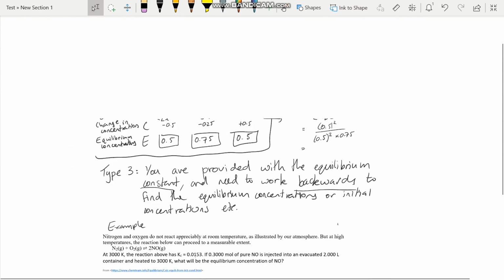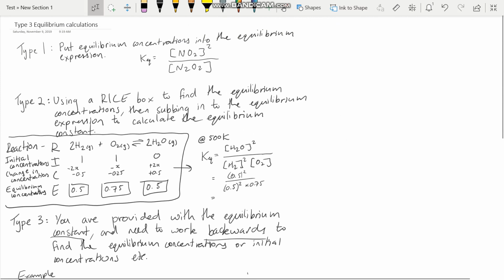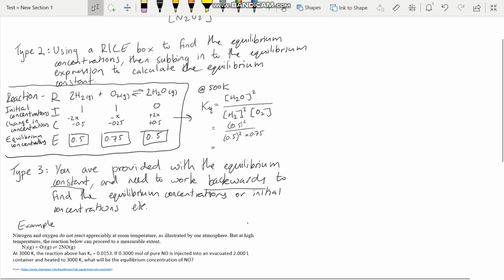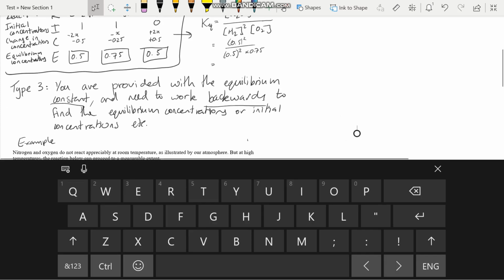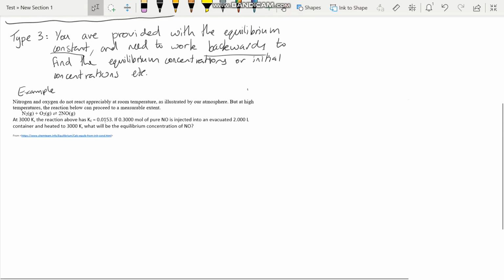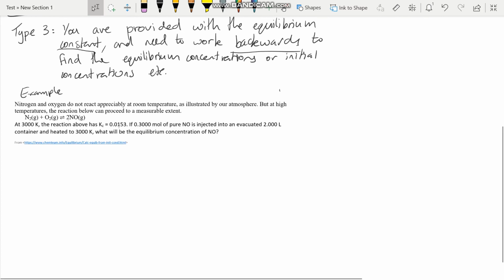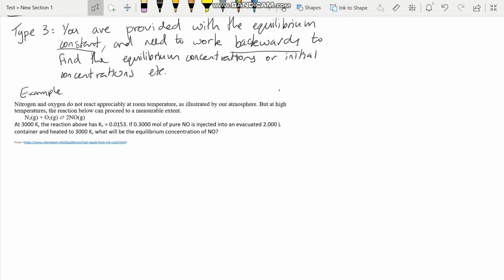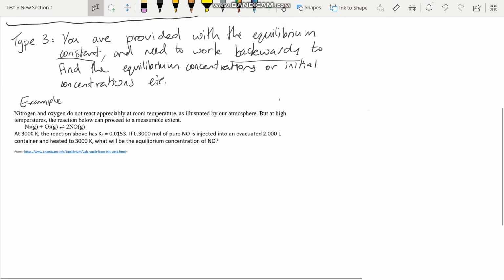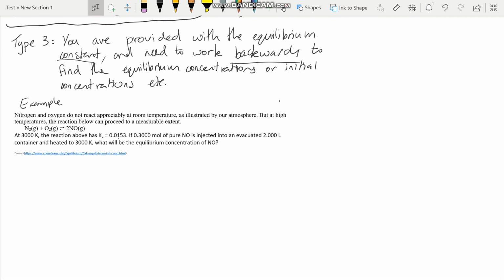On this page, you'll be able to see I've put type 1, you just sub in equilibrium constants. Type 2, you have to use a rice box. Type 3 is a little bit harder because you aren't provided with any equilibrium concentrations, and you're normally provided with one initial concentration. But you have to work backwards from the equilibrium constant to work out the equilibrium concentrations.